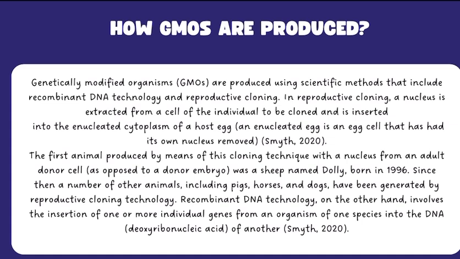GMOs are created through genetic engineering. Scientists identify and isolate a beneficial gene from one organism, modify it, and insert it into another organism's DNA. Using methods like bacterial vectors or gene guns, the modified cells are regenerated into full organisms, tested for safety and effectiveness, and approved by regulatory bodies for agricultural or industrial use.